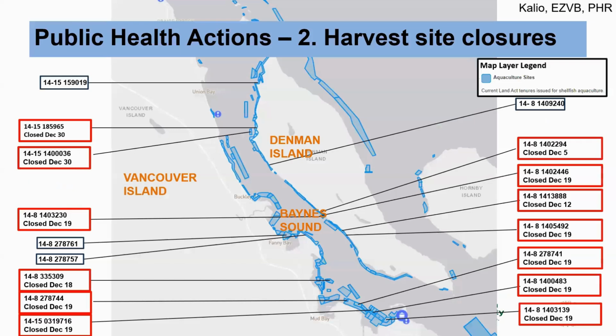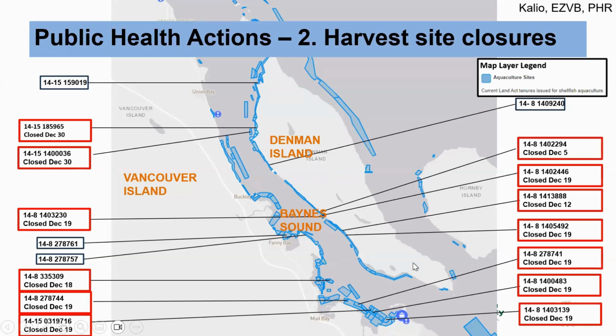The other big piece is around closure of harvest sites. So this is a map. I'm going to orient you because I know that a lot of people are not from BC. You're looking at an area that's about 100 kilometers northwest of Vancouver. The light gray area on the left side of the screen is Vancouver Island. That's where Victoria, our capital, is located. And there's a smaller island called Denman Island. Between these two islands, there's a body of water called Baynes Sound. It's about 30 kilometers in length.